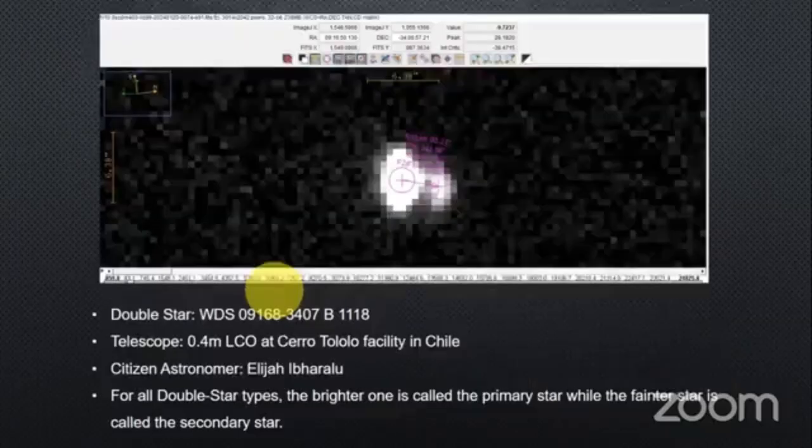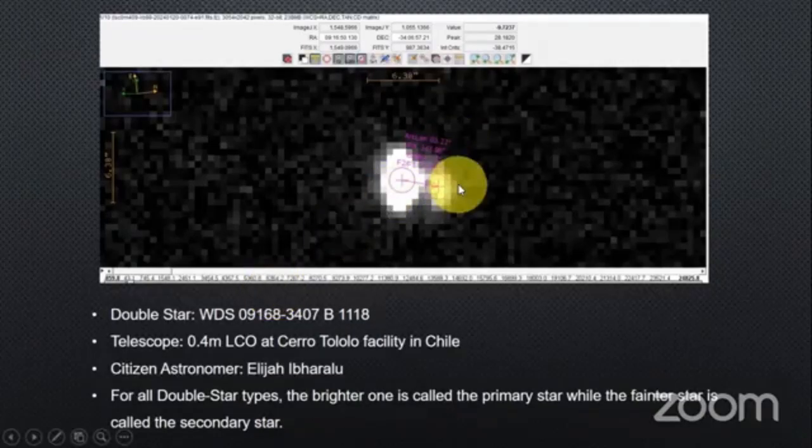So, like I said before, we carry out research on double stars. We investigate if they are binary stars or not. This is an observation made by one of our citizen scientists. His name is Elijah. He used the 0.4 Large Comes Observatory located at the Cerro Tololo facility in Chile to observe this. This is named the BIA. They have WDS, some numbers, okay? This is just how they are named.